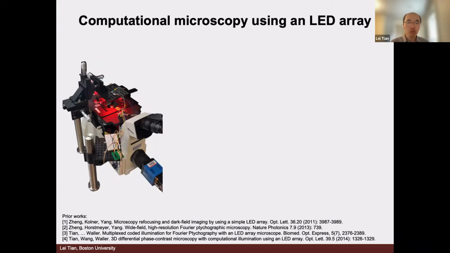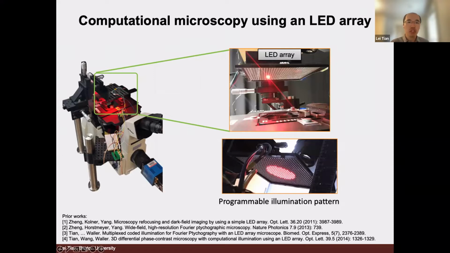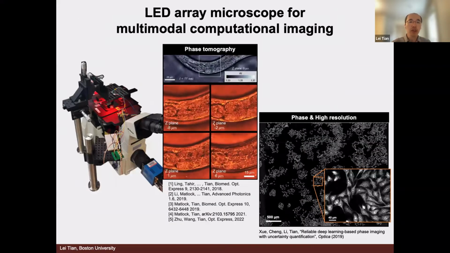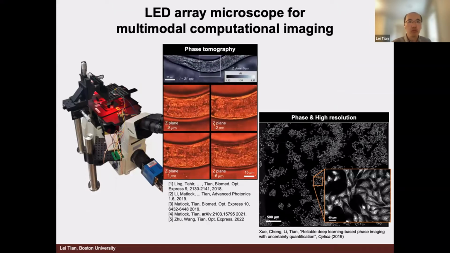Then we reproduced it in my group. The principle is the same. We have a standard microscope, then we replace the standard light source with an LED array. This LED array can be programmed to display any pattern. Here are two examples: turning on one LED, or a circular pattern. By playing with these illuminations, you can develop various different imaging modalities. Among the community, we have been working on various modalities, and these are the two that have been worked on in my group.